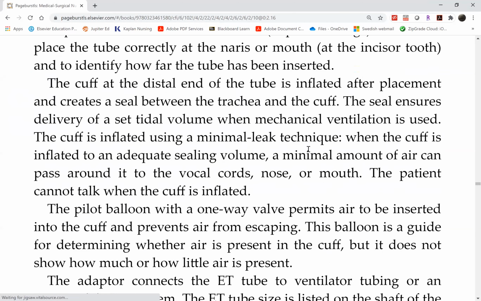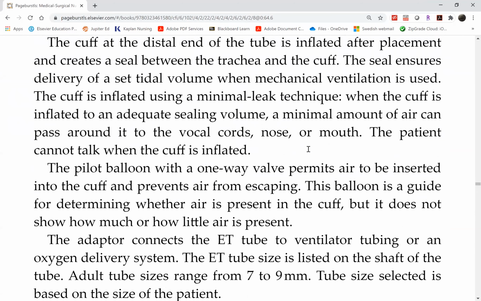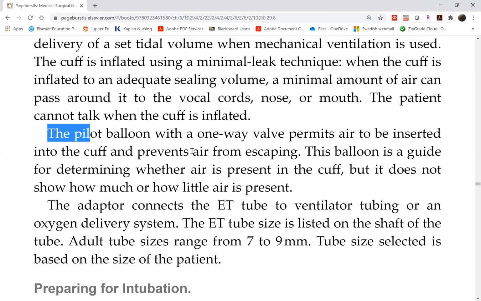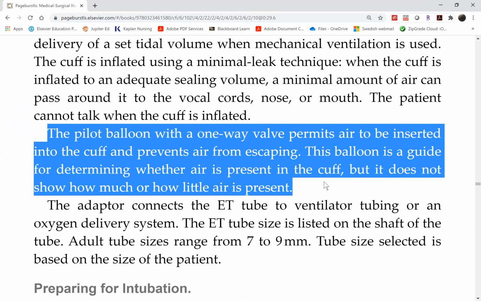Okay, so it tells you right here. The pilot balloon is a one-way valve, prevents air from escaping. It just tells you that the cuff is inflated, but does not show how much or how little air is present in there.